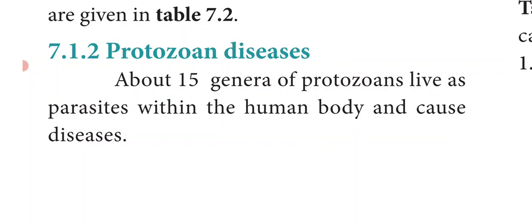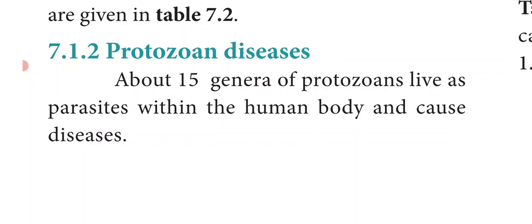What is a protozoan? Protozoans are single-celled organisms. They live as parasites in humans and also in other animals. Examples of protozoans are amoeba, paramecium, euglena, plasmodium, etc. In this topic we are going to see the diseases which are caused by protozoans.